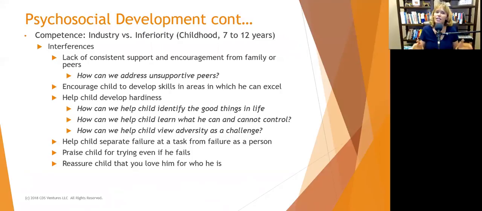And for children, it can be short-lived. My daughter will be focused on something for 6 months, like intensely, and then she'll switch to something else. Now, she may come back to it later, or she may not, but giving them a little bit of room to explore. We want to help children develop hardiness by helping them identify the good things in life.